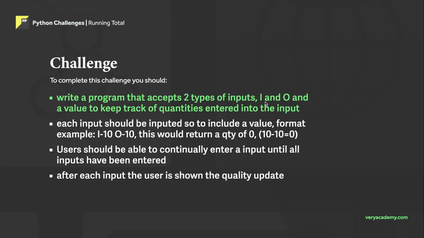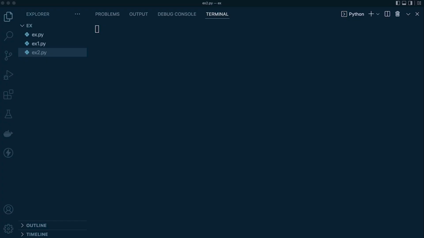So every time the user types in a new value, we should output to the user the current quantity. And then when the user finishes, there should be a way for them to break the program and then to finish. And then we should print to the terminal the final quantity. So this is what it's going to look like. Right, let's start the program up.